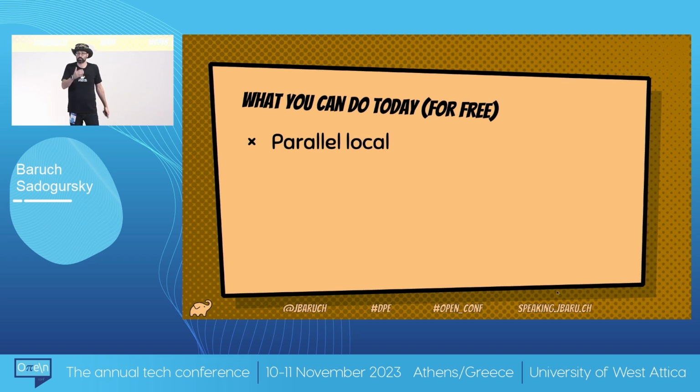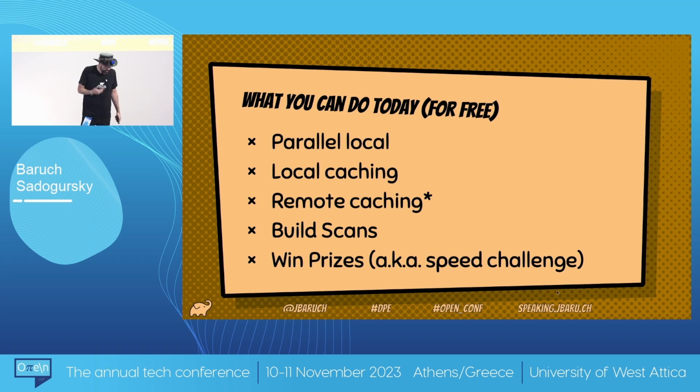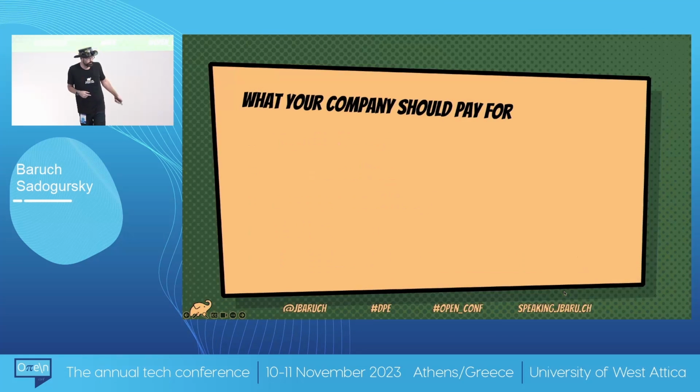Stuff you can do today, a lot of them. Parallel local builds, running your builds on all the cores that you have on your machine. Local caching, remote caching, you can do it almost for free. Build scans to analyze your builds.